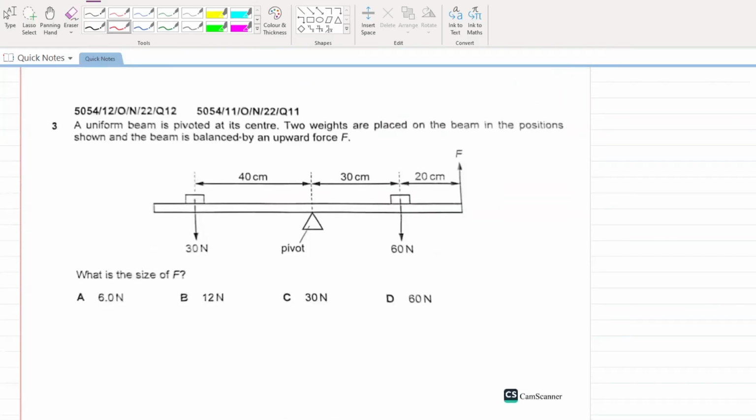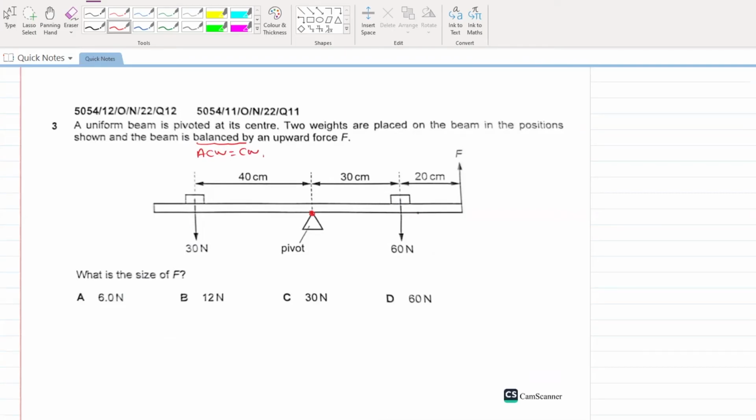A uniform beam is pivoted at its center. It is pivoted here. Two weights are placed on the beam in the position shown, and the beam is balanced by an upward force F. What is the size of force F? Let's find it out. The beam is balanced. This means anti-clockwise moments will be equal to clockwise moments.